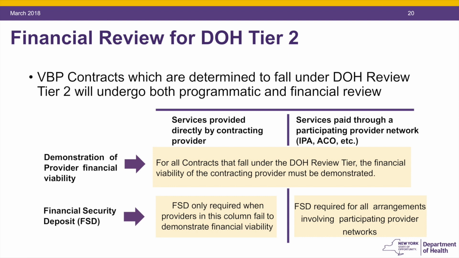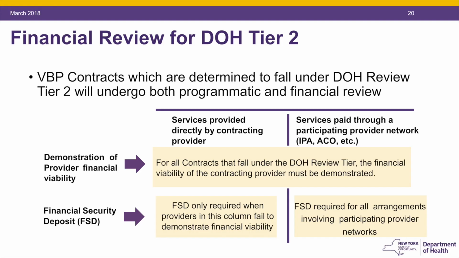The financial review happens in a tier 2 review. Those are for those million or higher contracts where there's actually 15% or more risk being passed down to the provider. And as you see, we do sort of a bifurcated review for services that are provided directly by the provider. We only do the demonstration of provider financial viability, and we usually look at the pro forma financials and balance statements that providers have to submit via the MCO to us. And then if the provider fails to demonstrate financial viability, we will only impose the financial security deposit.